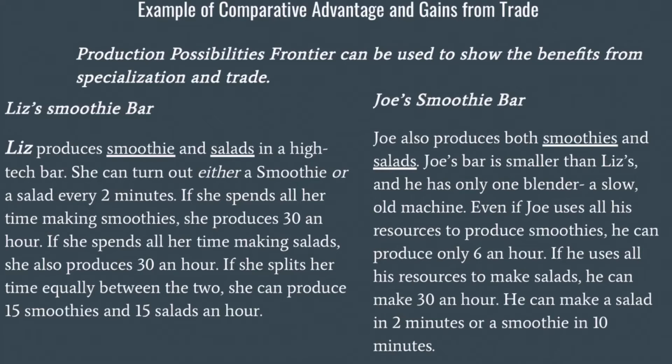On the other hand, there's Joe's Smoothie Bar, which also produces both smoothies and salads. But Joe's bar is smaller than Liz's, and he has only one blender, a slow old machine. So even if Joe uses all his resources to produce smoothies, he can produce only 6 an hour. If he uses all his resources to make salads, he can make 30 an hour. So he can make a salad in 2 minutes or a smoothie in 10 minutes. So he has an absolute advantage in the production of salad.